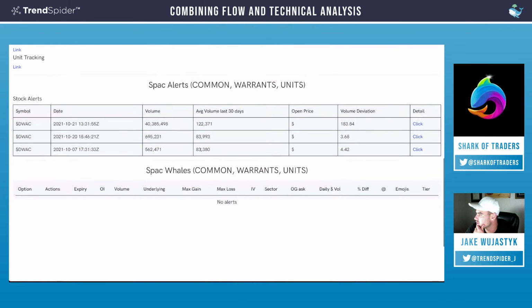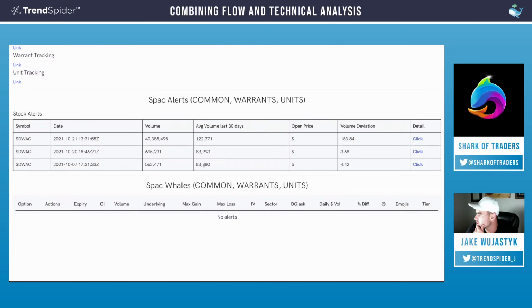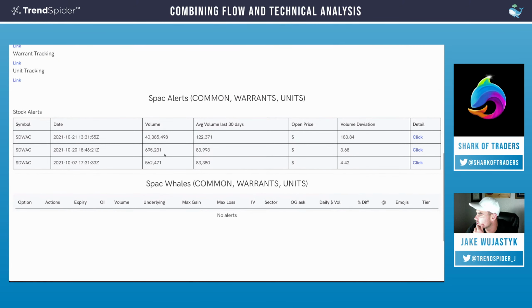So you'll see, look, this is the average volume leading in on the 7th, right? And look at this, 562,000 was bought, and it was at the end of the day. And then yesterday, same thing, 695, right? And no other days were leading into it. So to me, that was, was it somebody's son buying stuff? Was it somebody in the know being told what to buy, right?